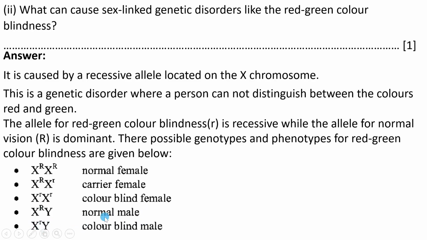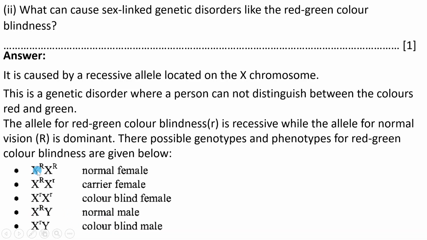So what does that mean? For male, there can never be a carrier. For female, there are two possibilities. 1, 2, 3. Normal, carrier, or color blind. For male, normal or you are color blind. Why? Because you just have one X and one Y. So if one X is affected, then you are color blind. If the other X is not affected, then you are normal.